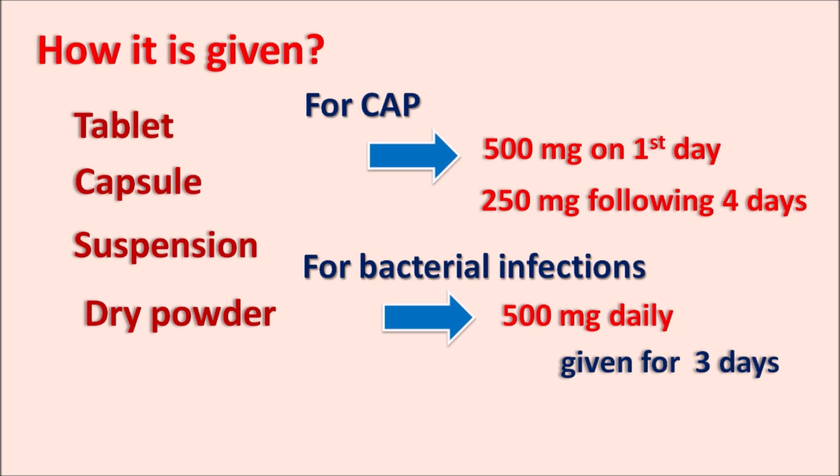This drug can increase the QT interval within the ECG, which may lead to cardiac arrhythmias. That's why this drug should be carefully given to patients who are at risk of increased QT interval within the ECG. So drugs like class 1A drugs and class 3 drugs should be carefully given along with azithromycin.